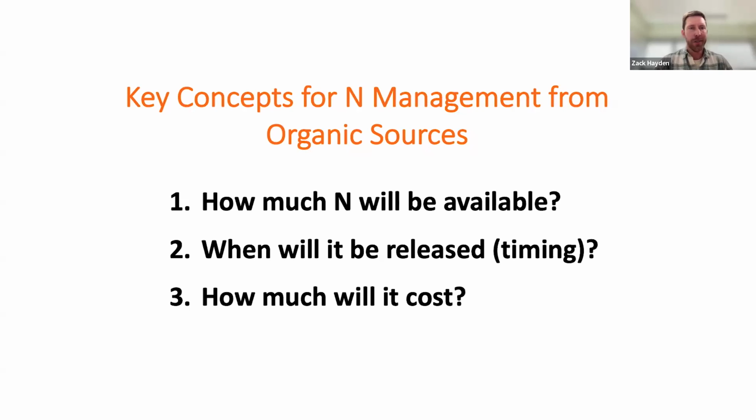So three questions we need to be able to answer for any kind of sources we're using. So first, how much of the nitrogen in that organic fertility source is going to become available in the first season? Second, when will it be released? So what's going to be the timing? And then finally, how much will it cost? And if we have a general idea of these three things, we can use it to inform our management.